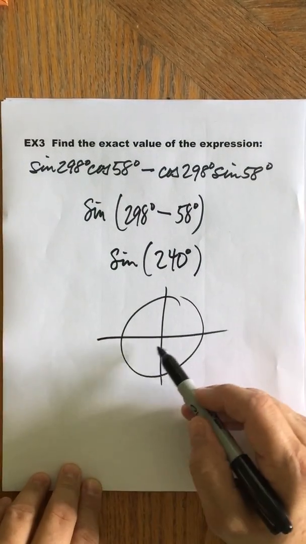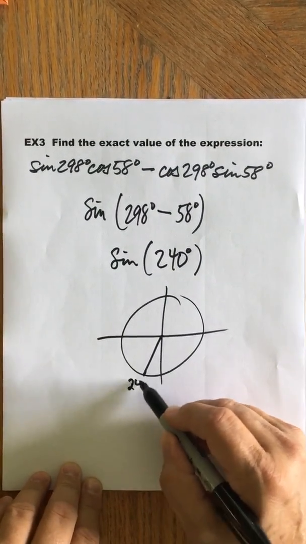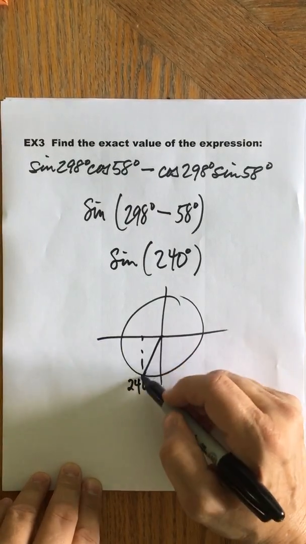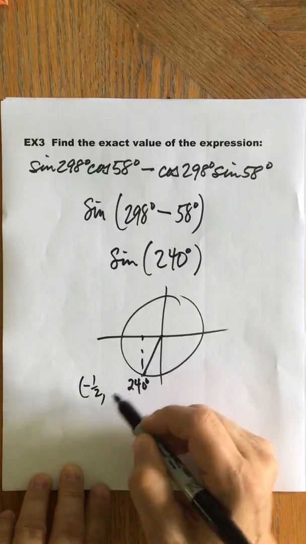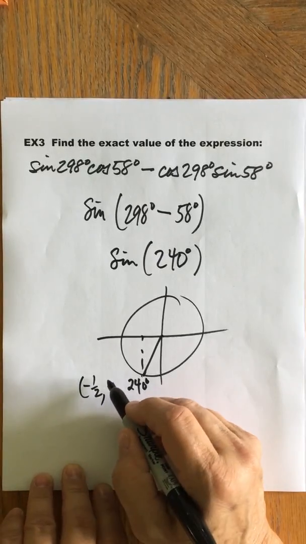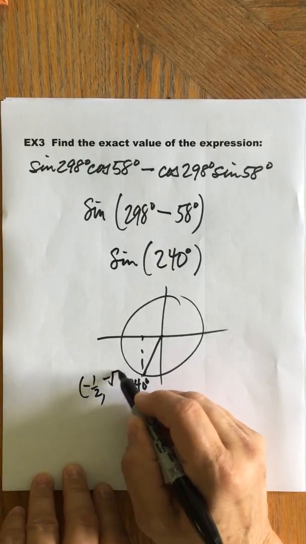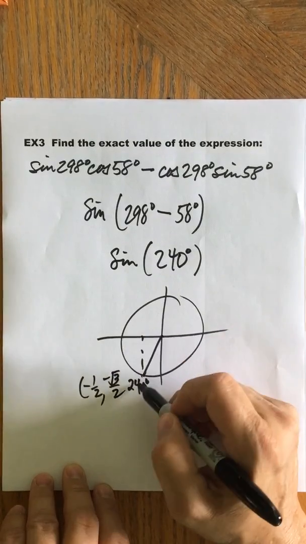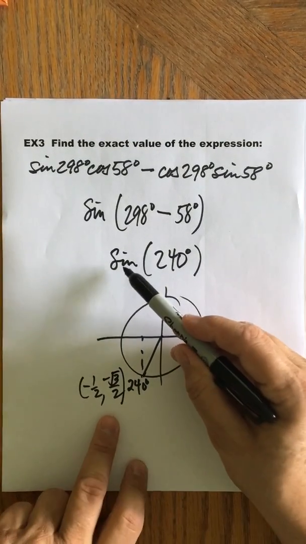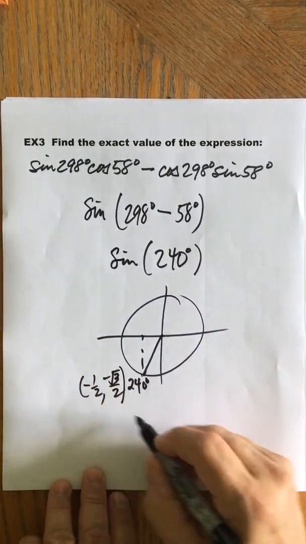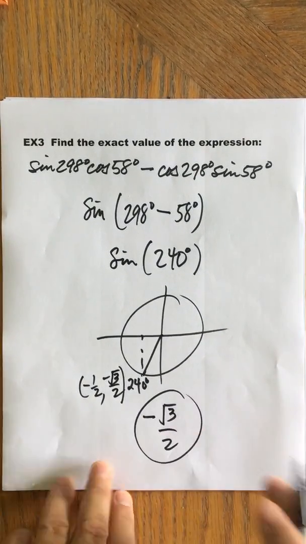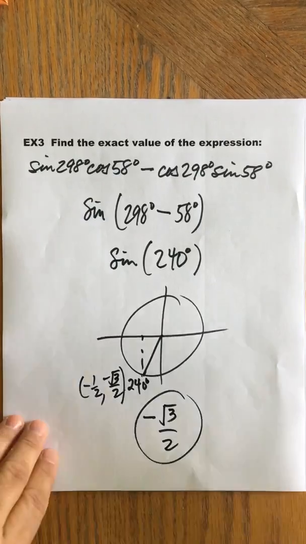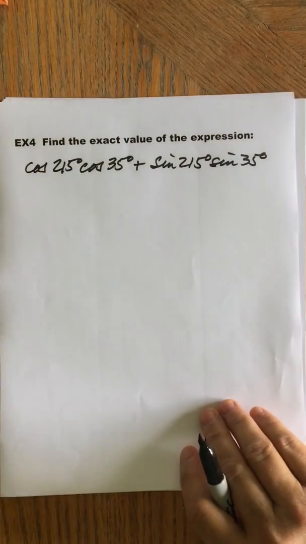So 240 is somewhere here, right? It's the equivalent 60-degree angle kind of thing. All right, so that's -1/2 and negative square root 3 over 2, right? Because you go over a little, down a bunch. So we're looking at the sine, which is the y-coordinate, so we want this one, negative square root 3 over 2. Okay.